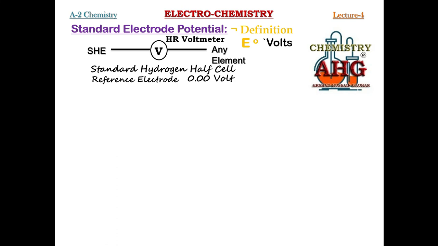Now whenever we determine standard electrode potential by using this method, you can remember a second definition. You can say standard electrode potential is the potential difference between the standard hydrogen half cell and the half cell of another element under standard conditions. So this is another definition that you can remember.